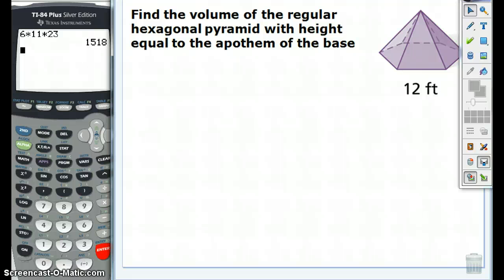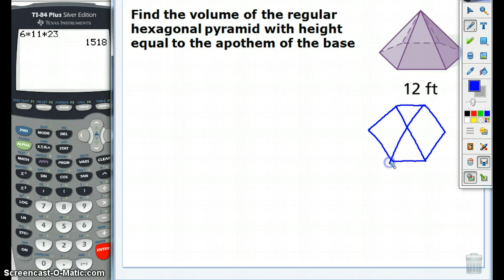Find the volume of a regular hexagonal pyramid with the height equal to the apothem of the base. Okay, so there's a lot of information here. But the first thing I'm going to want to do is to go ahead and draw the base separately. And there is some formula for the area of a regular polygon, but the key thing that we're going to want to remember is that's the apothem. And we're going to call the apothem x. This whole thing here is 12, so it's going to be 6.